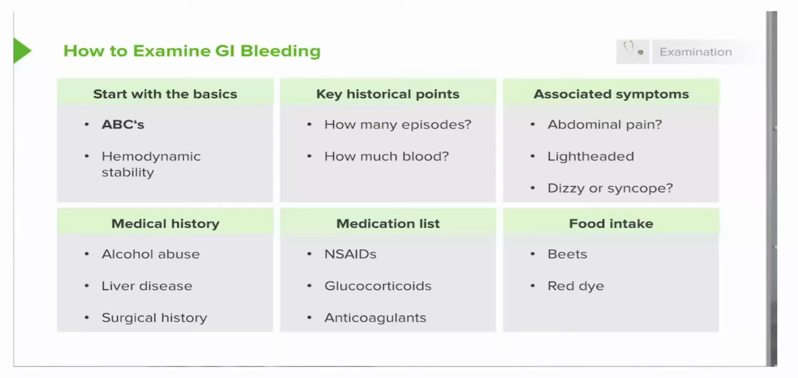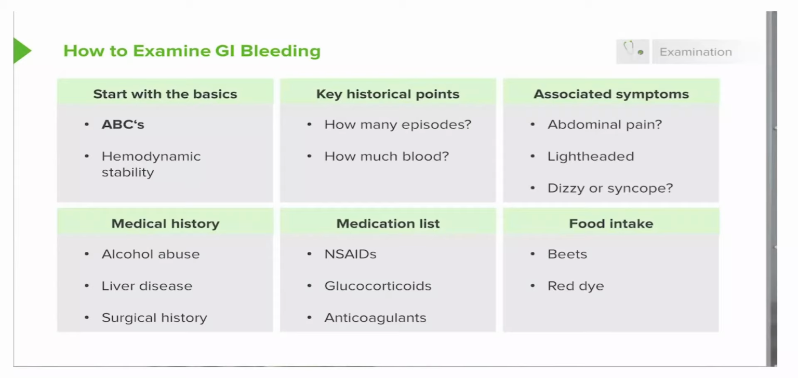And then we have to take a history from the patient. We have to ask whether this happened for the first time, or whether this has happened before, how many episodes, and how much blood the patient lost. Of course, the patient can exaggerate the amount of blood lost, but it's good to ask these questions from the patient. Associated symptoms, you have to ask whether there's any abdominal pain, lightheadedness, dizziness, or syncope. Of course, losing a lot of blood can lead to lightheadedness or dizziness.